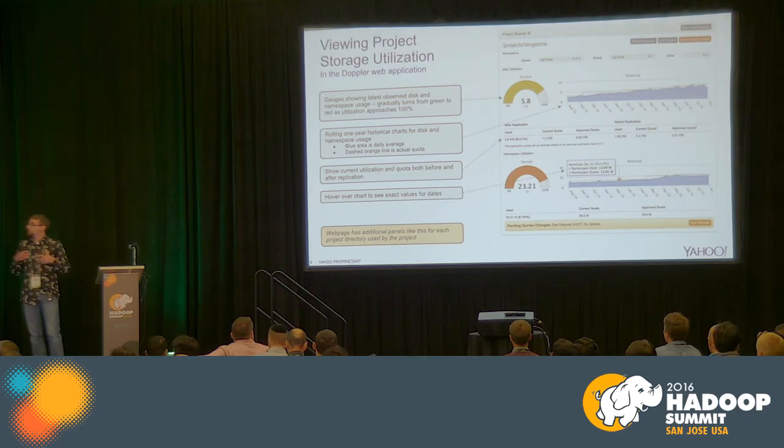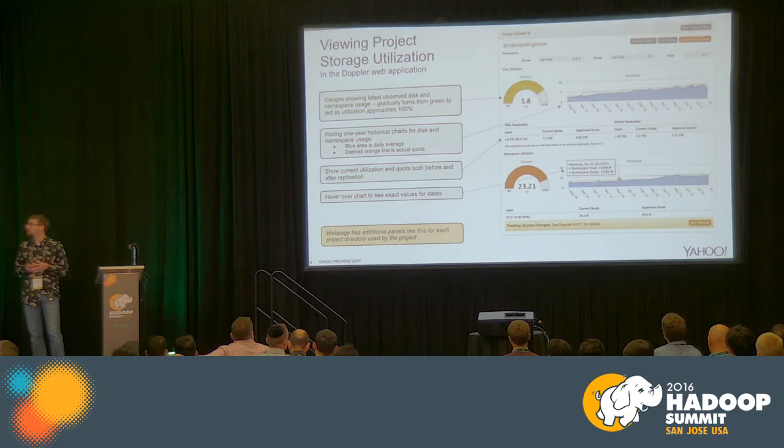So we show different separate areas for disk and namespace, with a gauge showing the latest reading for each resource. And the color of the gauge changes from green to red as the utilization approaches 100%. Hopefully that's a giant clue to our users that they're getting near the danger zone and they either need to clean up or request more.